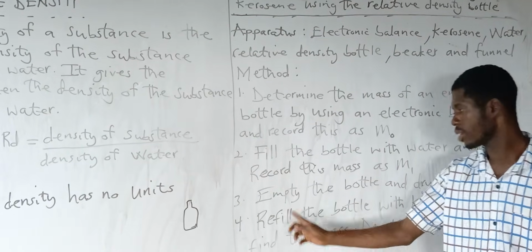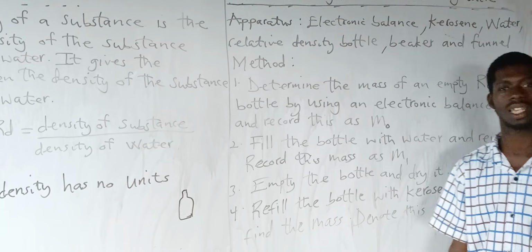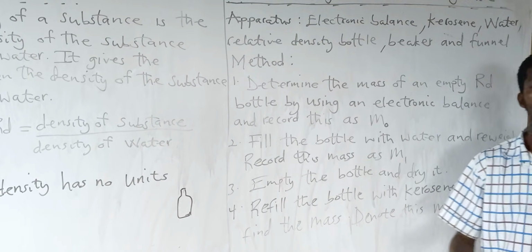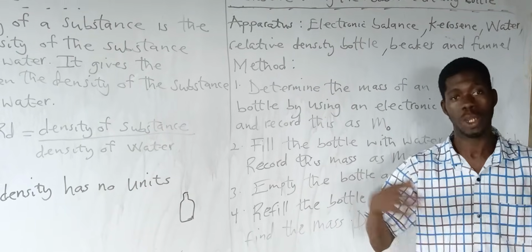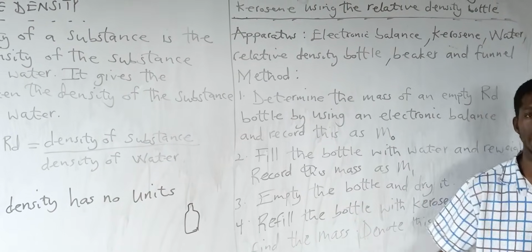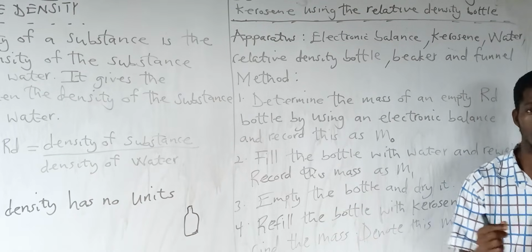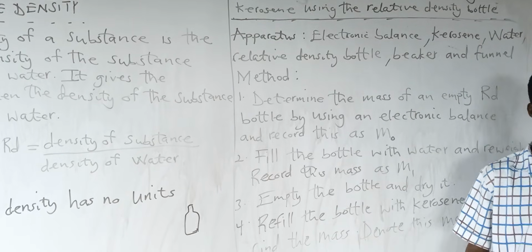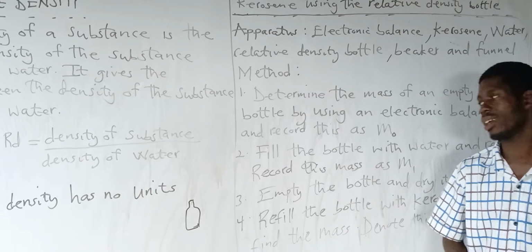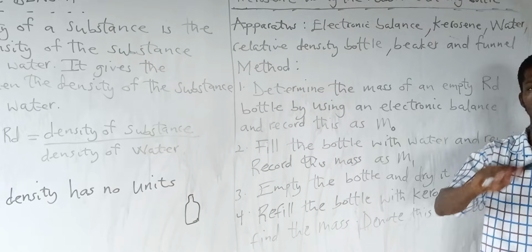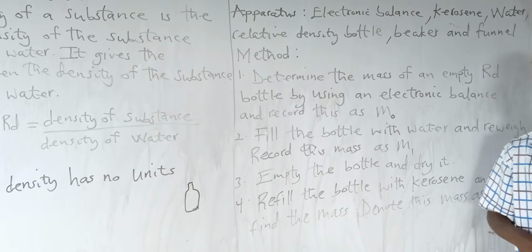The third method says empty the bottle and dry it. So you empty the bottle and dry it. Why are you supposed to dry it? You don't want any error, right? So you dry it so that the small water that will be left inside can evaporate, so that you won't get any water inside the bottle again. You don't want to encounter any error in that experiment.